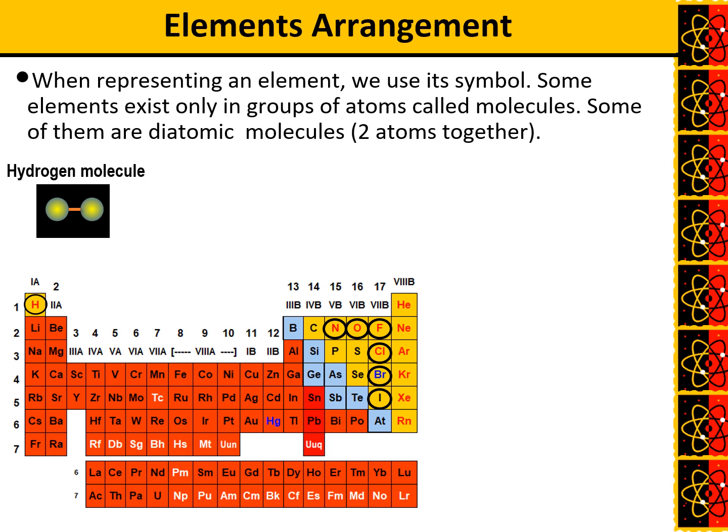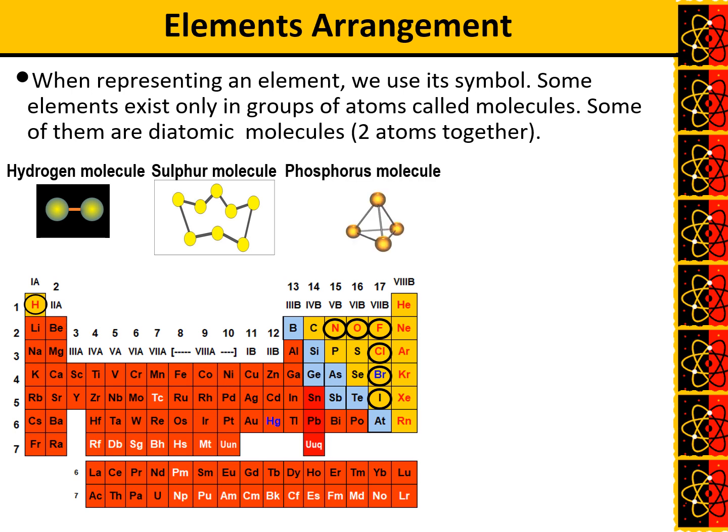So the hydrogen molecule is represented like this. This is called a ball and stick model because the balls represent the elements and the sticks represent the bonding that we are going to see in the next chapter. But sulfur forms molecules of 4 atoms joined together, and phosphorus also forms molecules of 4 atoms joined together. At this level, you don't need to remember that, but be sure that you understand that we write these ones as diatomic in a formula because they exist like that.